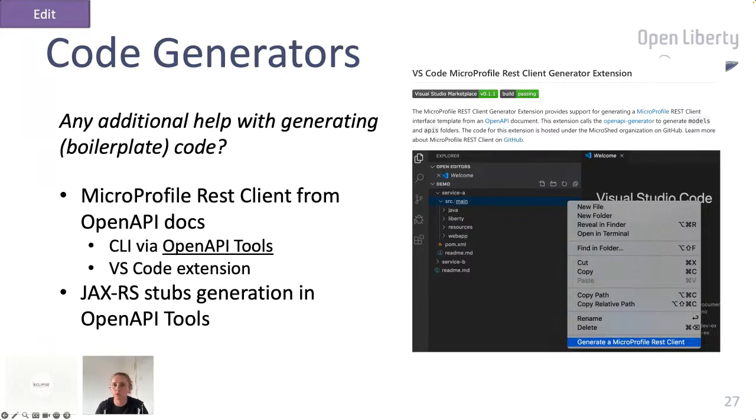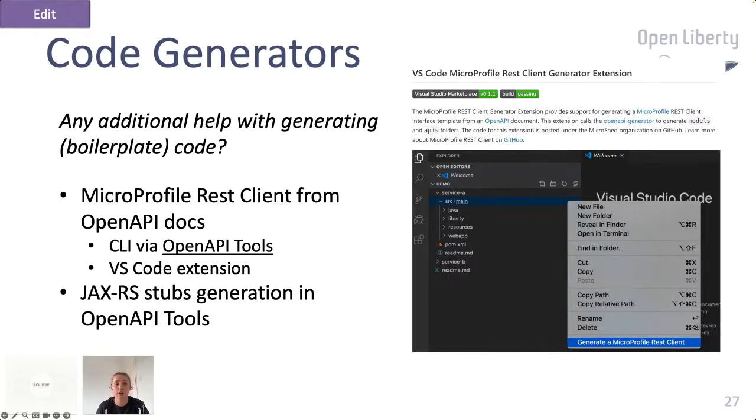And we can do that in two different ways. We can do that either using the CLI via OpenAPI tools, or we can use the VS Code extension. So that's another extension we can make use of here. We can also generate JAX-RS stubs, again using OpenAPI tools. If you've not come across OpenAPI, then definitely go check it out.